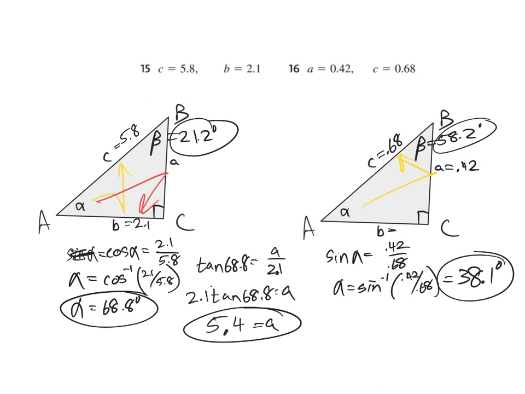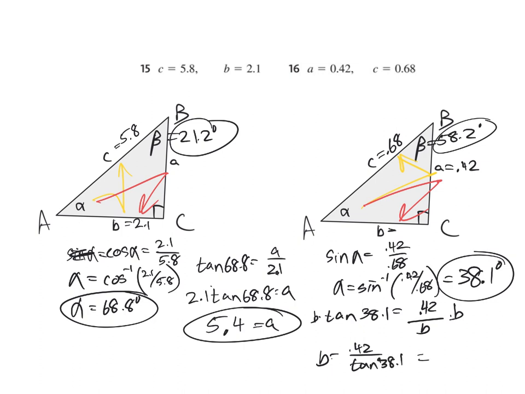So now to get B, we will go ahead and do opposite over adjacent. So that's tangent of 38.1 is equal to 0.42 over B. Multiply both sides by B. So B is 0.42 divided by the tangent of 38.1. So 0.42 divided by the tangent 38.1, which gives us 0.54. That's B. So there are all your answers that you need.